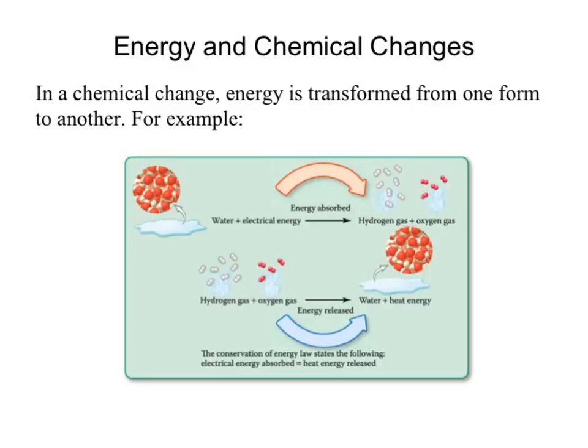Energy and chemical changes. Okay, so when we're looking at a chemical reaction, we can convert our energy into different forms. So for instance, we could start with water and pump electrical energy into it. In that process, I can force a chemical change. In this case, I'm forcing that chemical change to separate water into its two components, hydrogen and oxygen. Why might I want to do that?